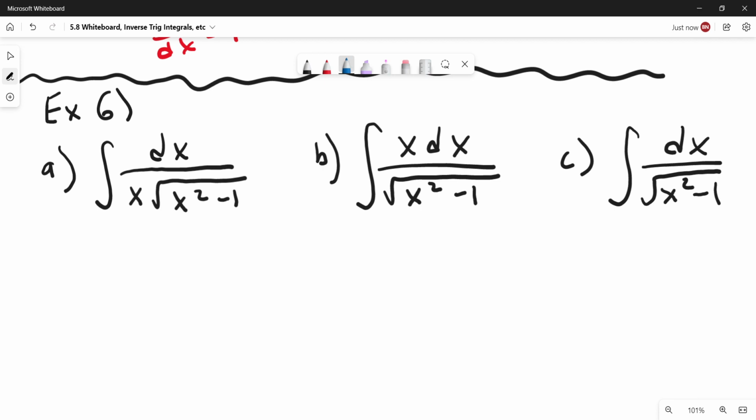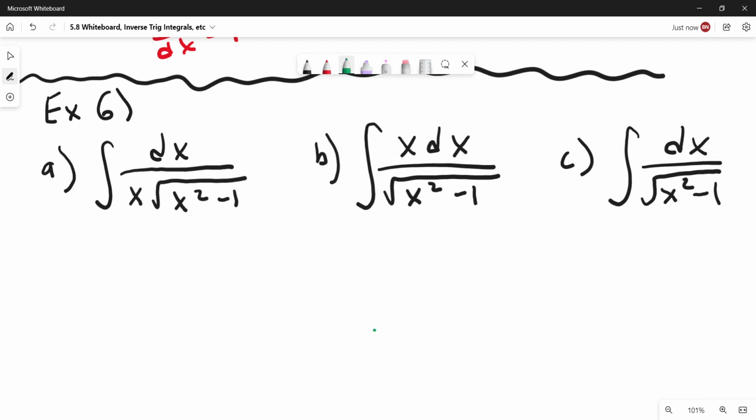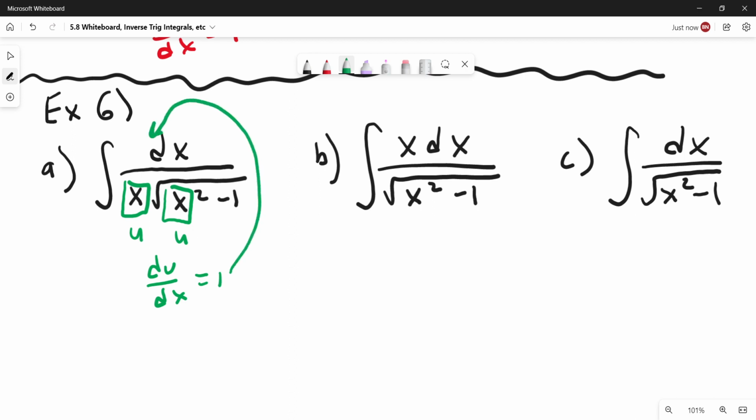Let me redo this in green. Okay, so we've been using green for our u. So this looks a lot like arcsecant, because if this is going to be an arcsecant thing, then that's u, and that's a u, right? It has to be the same u. And then du dx is just 1, which is just a 1, check. It literally is identical to our formula.